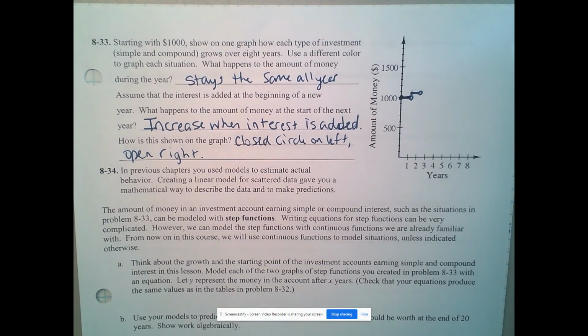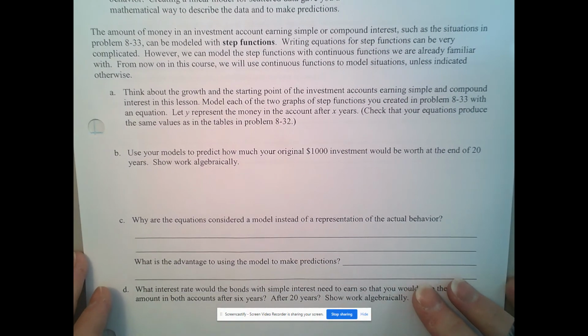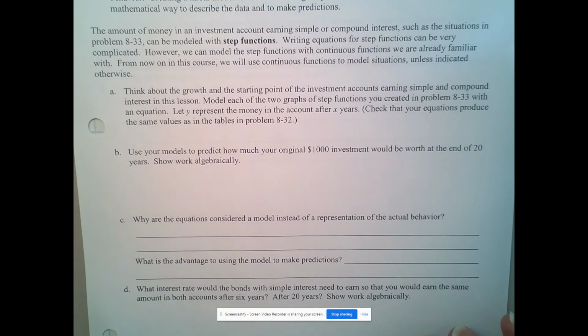All right. So the amount of money in an investment account earning simple or compound interest, such as the situations in problem 833, can be modeled with step functions. Writing equations for step functions can be very complicated. However, we can model the step functions with continuous functions that we're already familiar with. From now on in this course, we will use continuous functions to model situations unless indicated otherwise. So the concept, clearly we know that 2.5 years is the same as 2 years and 1 day is the same as 2 years and 364 days, but a continuous function is an easier model.